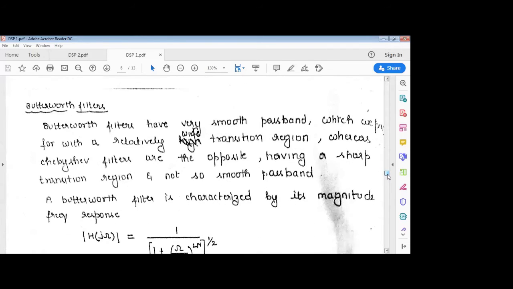As I told you about the differences, in the Butterworth filter the transition region will be wider, whereas in a Chebyshev filter it is a narrow transition region.